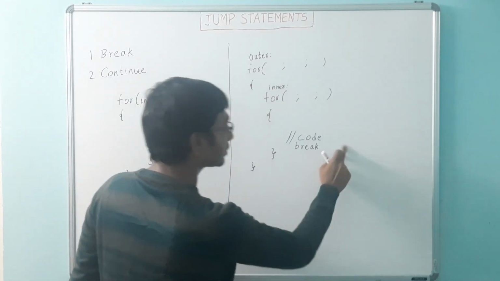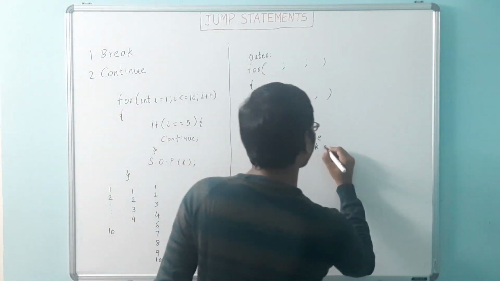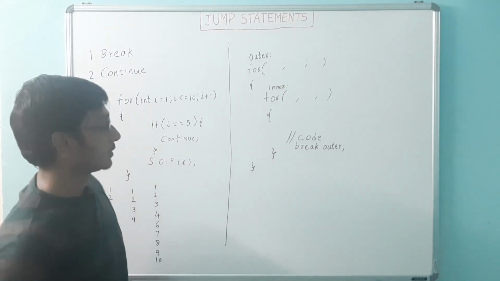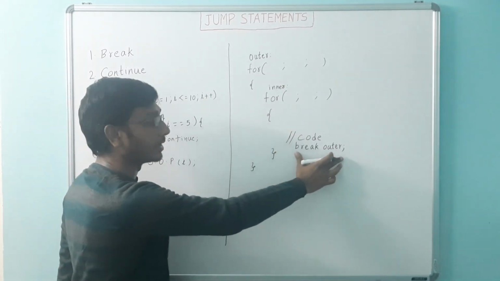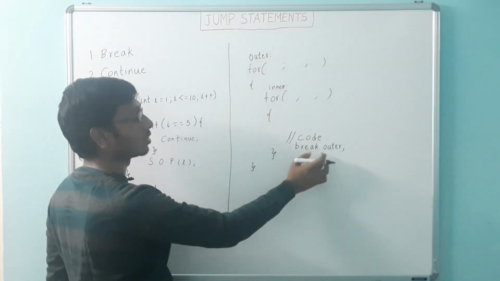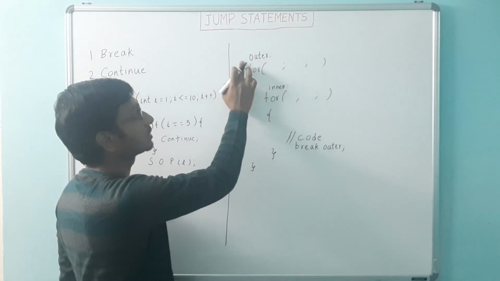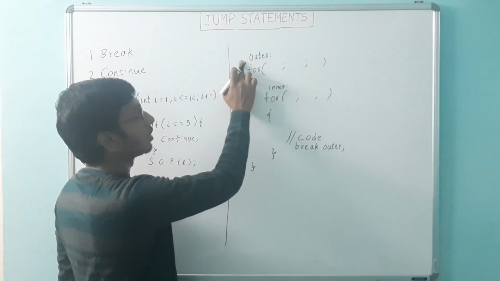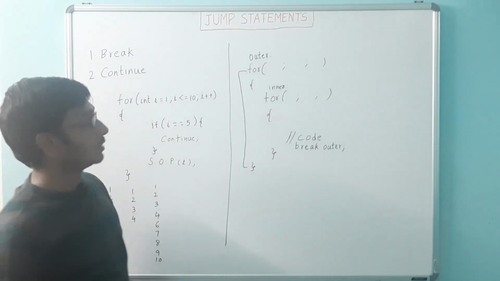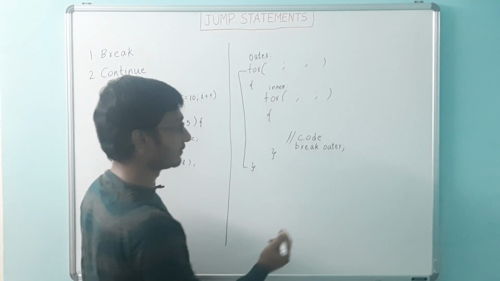But the advantage comes when we actually wanted to break the outer loop. See, I'll just mention outer here. What happens? When some condition is met, it breaks the outer for loop. So it actually breaks this outer for loop. It is similar to a goto statement in other languages. So it goes back to this outer and breaks this outer loop. So this is the advantage of this labeled for loop.